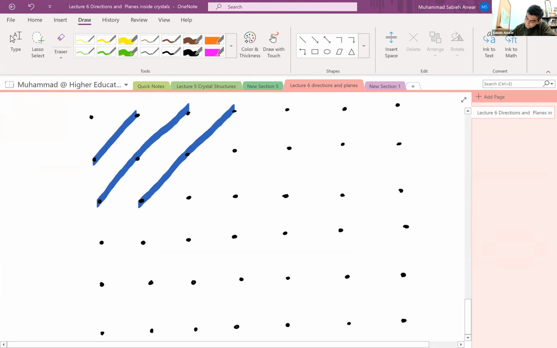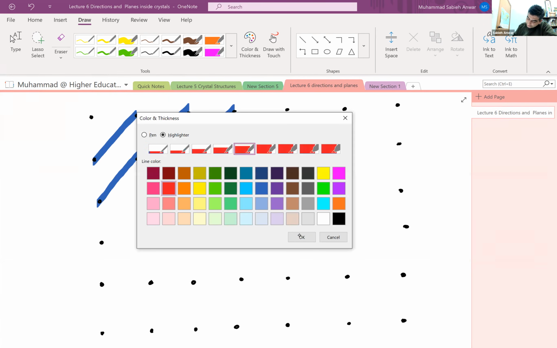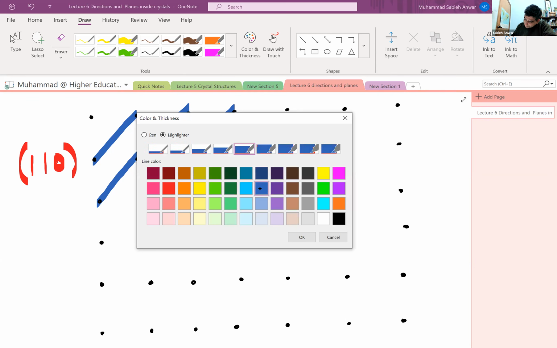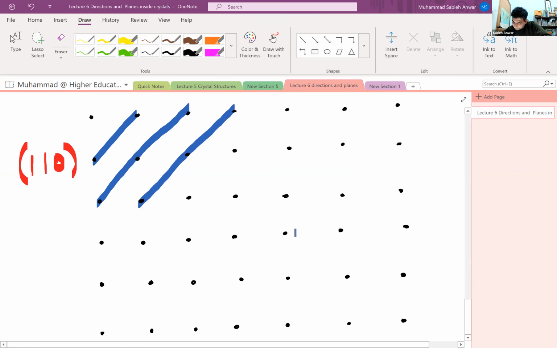Okay, so we've already noticed that this is the family of planes identified by 1, 1, 0. Okay, now let's do the following.